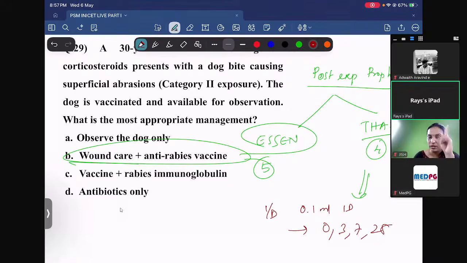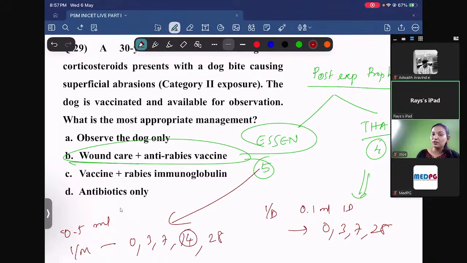How much do you give? 0.1 intradermally. Essen has 5 letters, so you have to give 5 doses. You give 0.5 ml intramuscularly on 5 days: 0, 3, 7, 14, and 28. The other one did not have a 14; here you are also giving the vaccine on the 14th day. So that is post-exposure prophylaxis, Thai and Essen, 4 and 5.